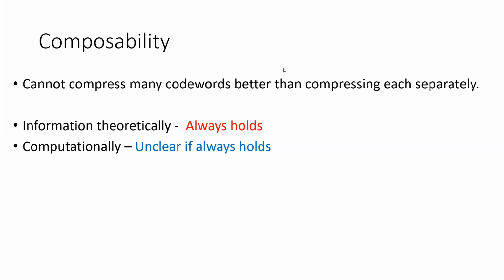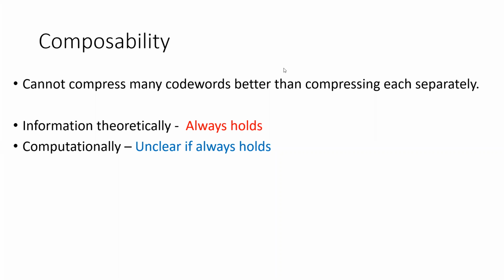No. So local decodability is a functionality property. It says that I can decode a bit of the message by only reading a few bits of the codeword. This is a security property. It says that I cannot compress many codewords below what it would take to compress each one separately.